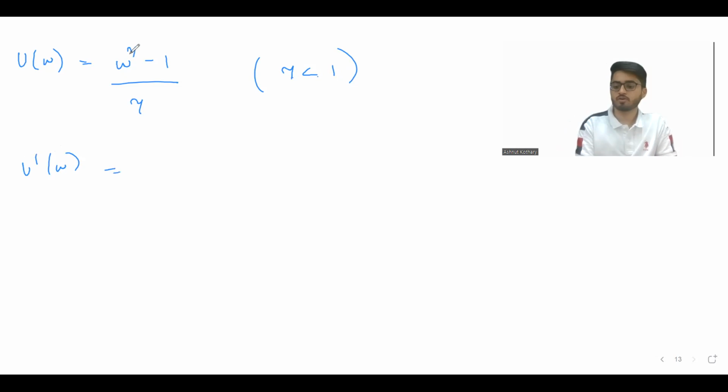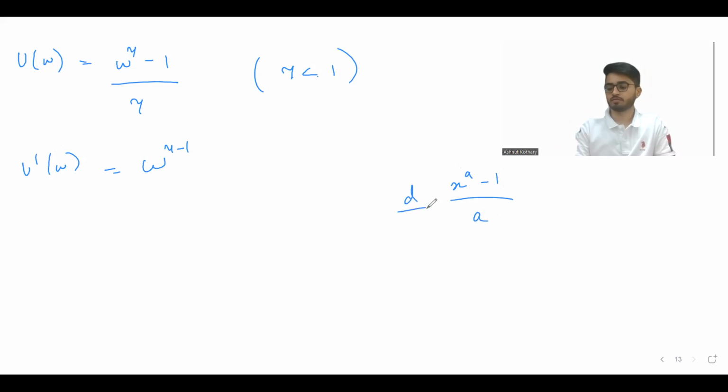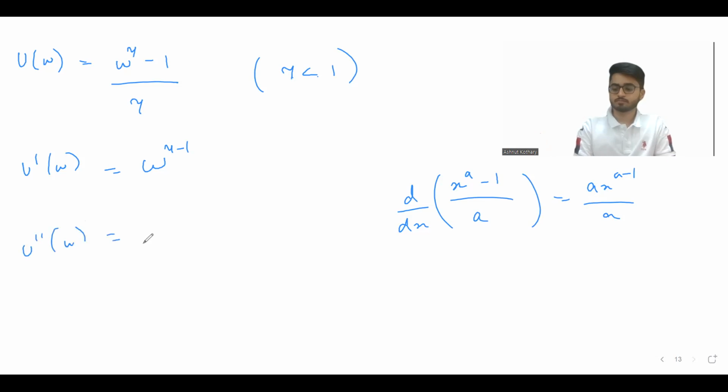First derivative क्या हो जाएगा? Gamma into w to the power gamma minus 1 divided by gamma. So gamma will cancel. W to the power gamma minus 1. This is normal differentiation of x to the power a minus 1 by a with respect to a. नहीं, with respect to x. So ये क्या होगा? A x to the power a minus 1 by a, which is x to the power a minus 1.